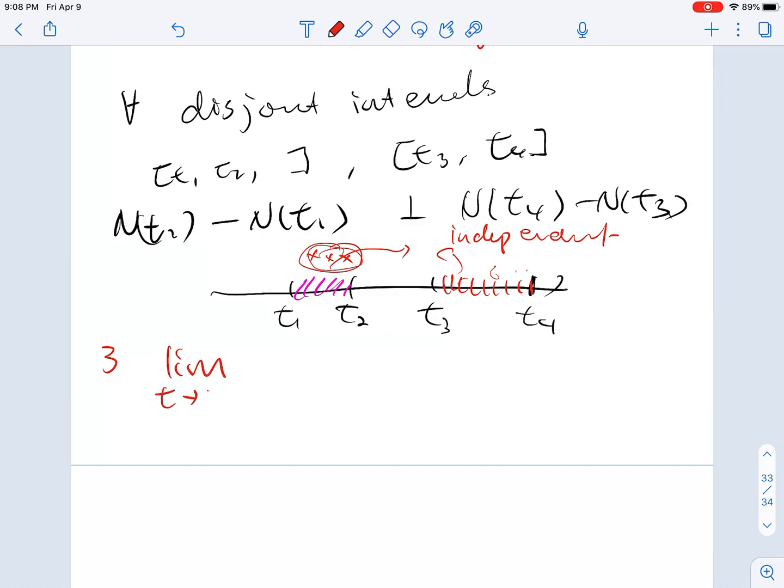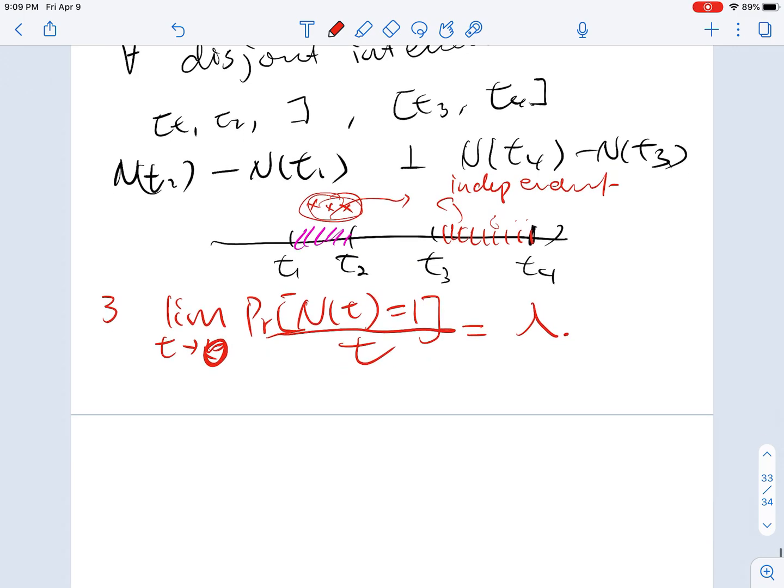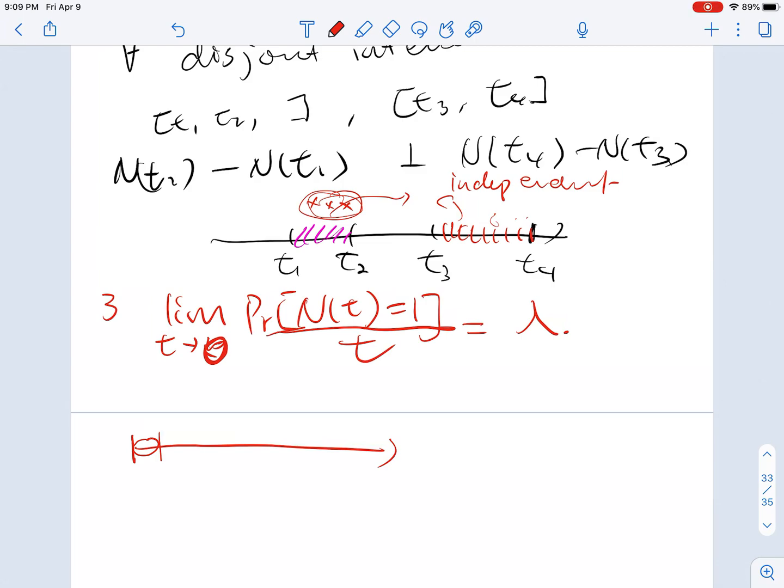The density basically says that the limit as t goes to 0 of the probability that N(t) is equal to 1, divided by t, is a number, right? What does that mean? If you look at an infinitesimally small interval, basically it says that if this is t, when t is around 0, then as t increases, the probability that I see one event also increases in a linear manner, right?